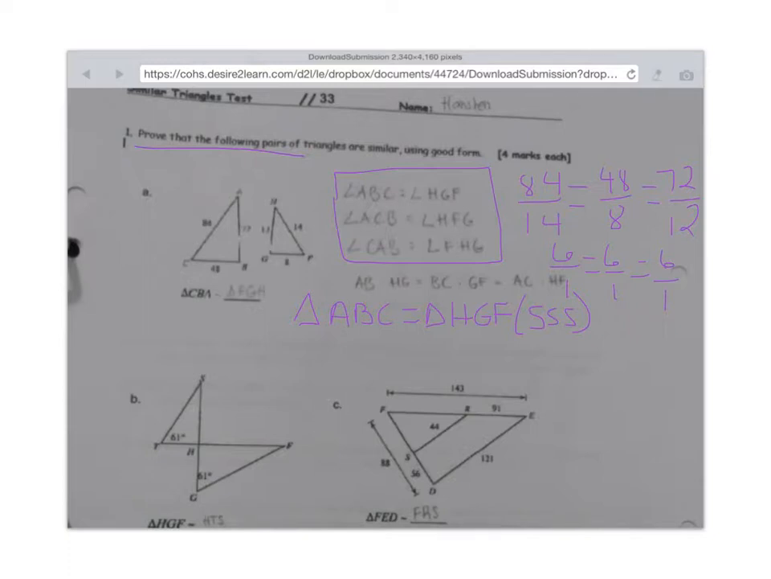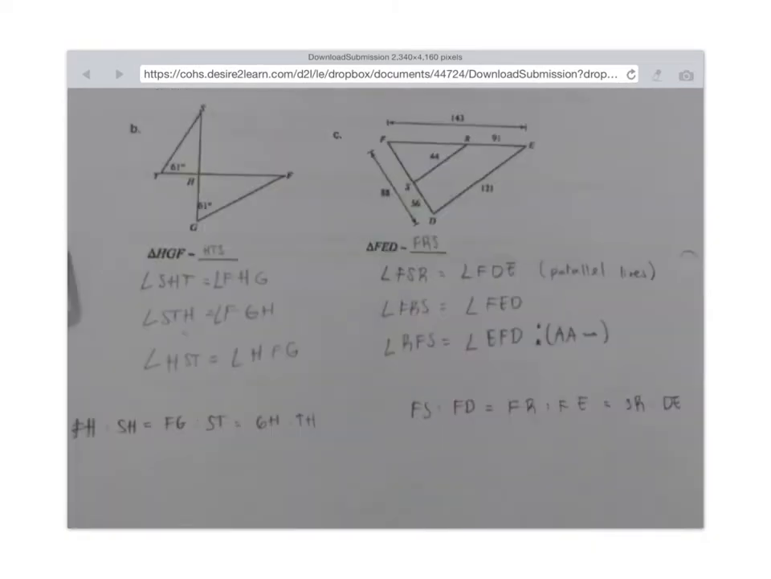So in the second question, it's a bit of a similar problem. Let me just move the page up so that we can see that. In part B here, you do have angles listed, and you're saying that those angles are equal, like you have SHT equal to FHG, but they're not indicated as equal on the diagram, so you have to explain that those are opposite angles, and that's why they're equal.